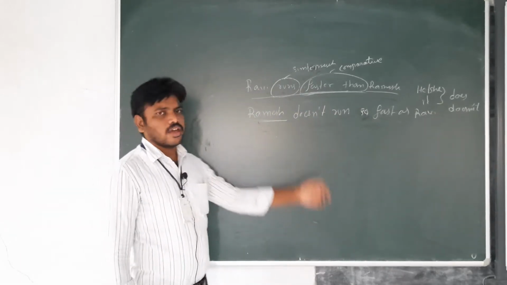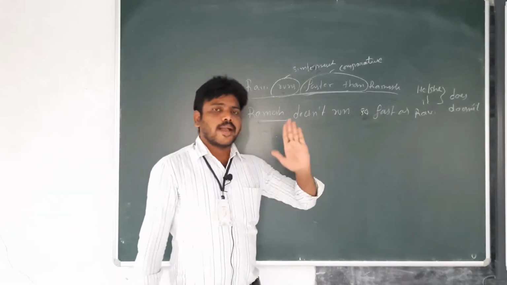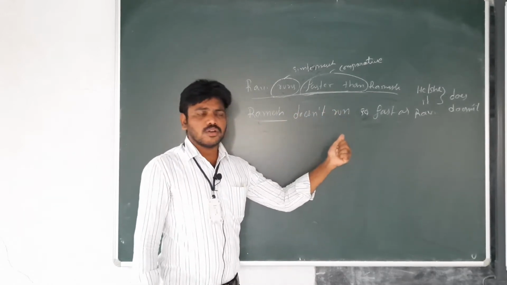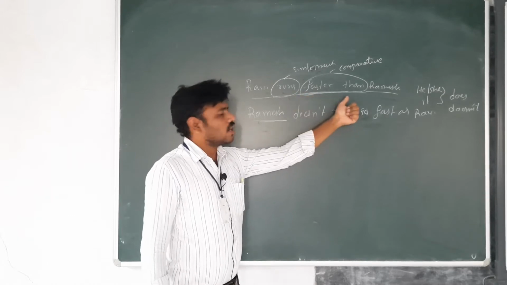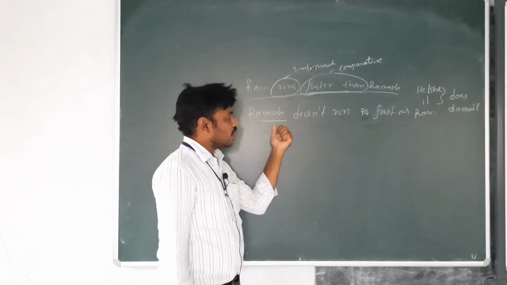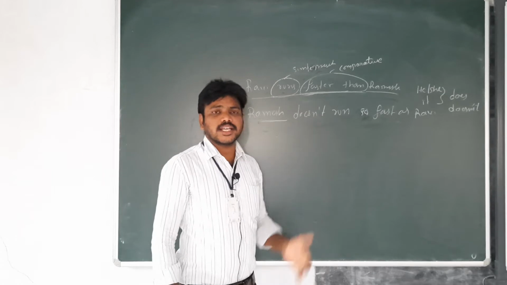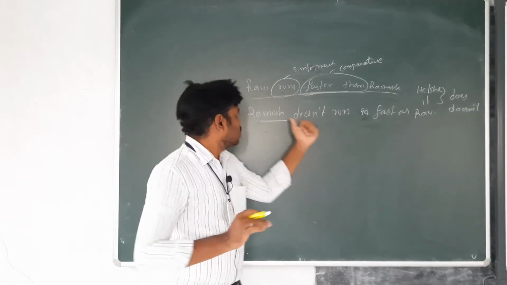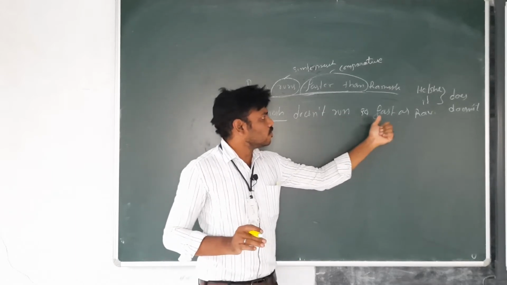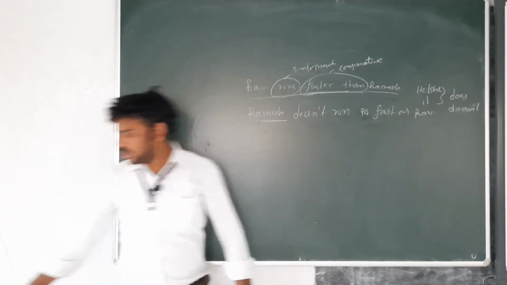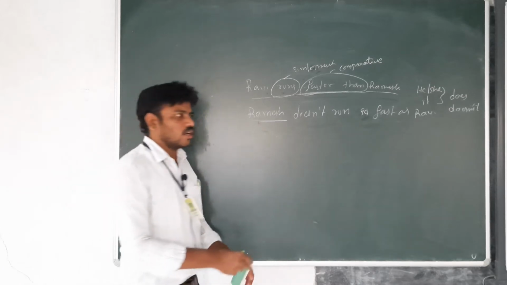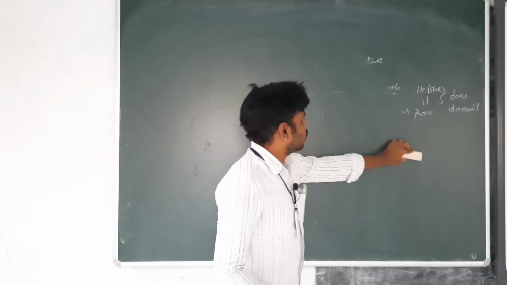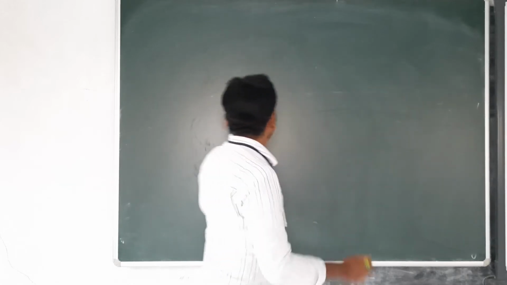So this is the way how to change comparative to positive. Ravi runs faster than Ramesh. Keep Ramesh this side. Since it is present tense, runs becomes doesn't. So Ramesh doesn't run so fast as Ravi. This is how to change comparative to positive. One more, let us see.